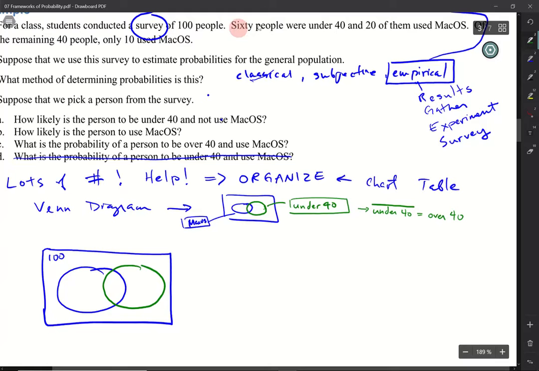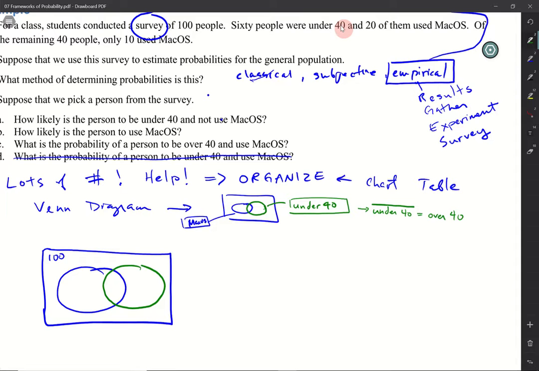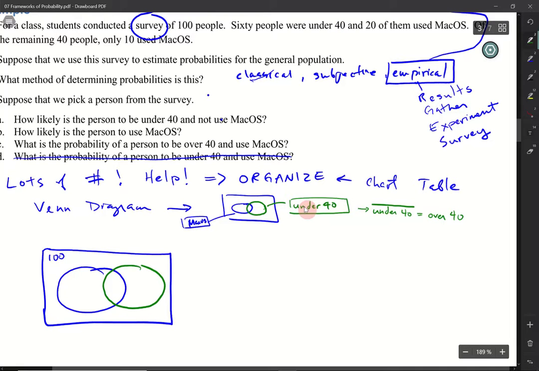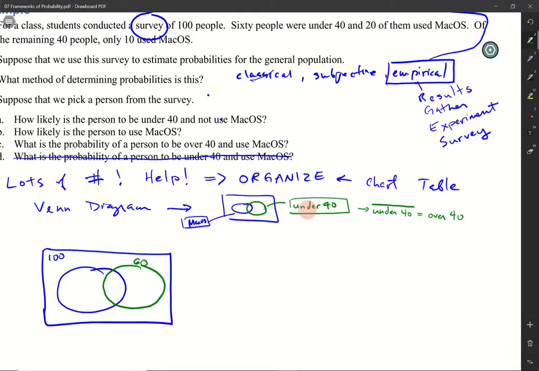So 60 people were under 40. So how many people do we have to have in the under 40 circle? 60, right? So we'll just put 60 on that boundary, right?